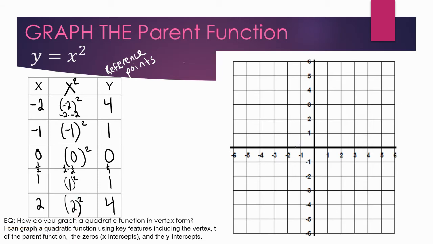And so we're going to go left 2, up 4 to plot that point, -2, 4. We're going to go left 1, up 1, 0, 0, right 1, up 1, right 2, up 4. And you could, if you wanted to, go a half and 1/4, so it's over here a little bit.